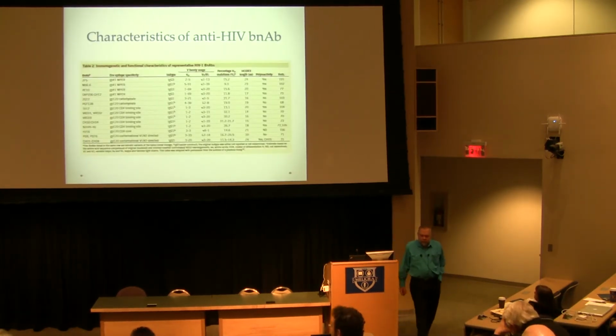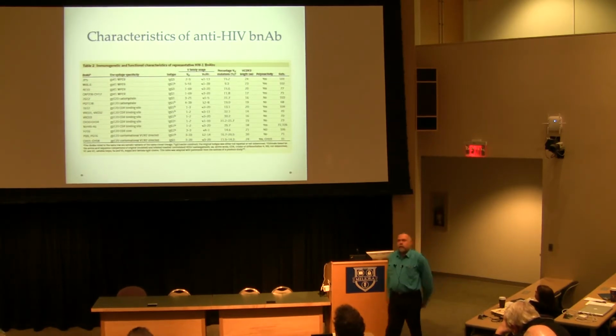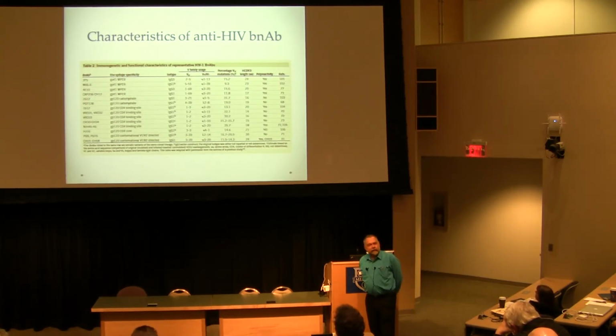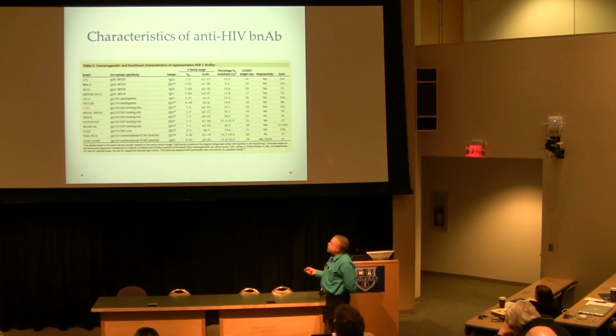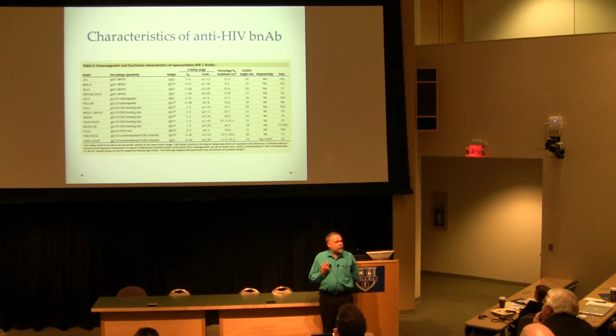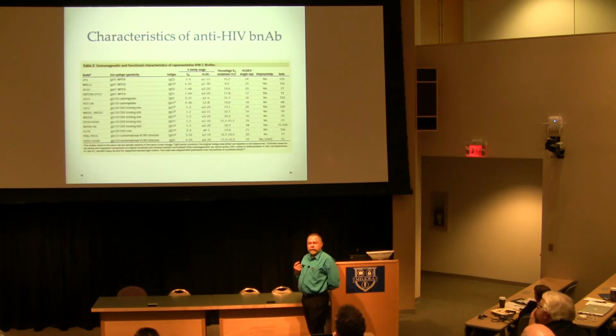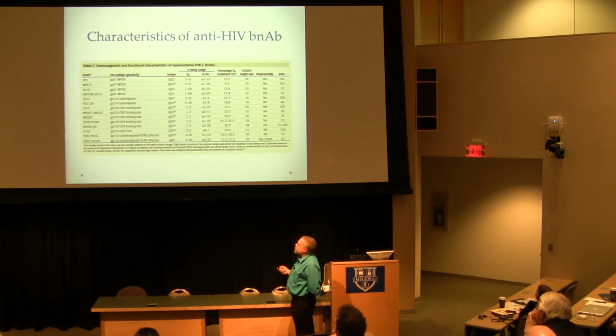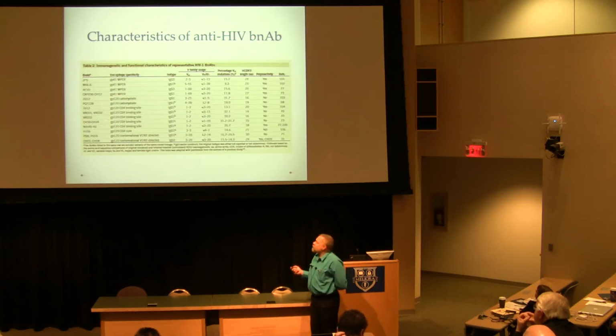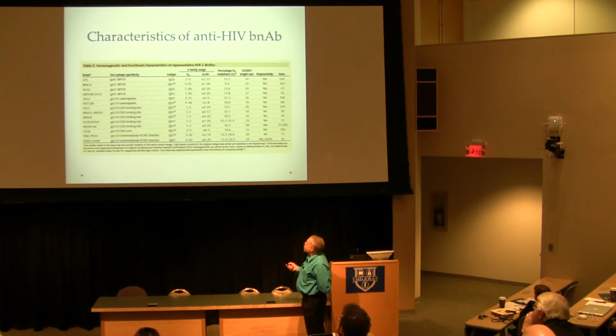So there are several broadly neutralizing antibodies against HIV that have been isolated over the last 30 years. Not very many of them. They are very rare. And up until 5 years ago, there were only 5 of them that had been isolated. But because of the intense interest and the development of new technologies that are capable of doing these kinds of isolations, several more have been isolated over the past 5 years. And so these are all the ones that are known.